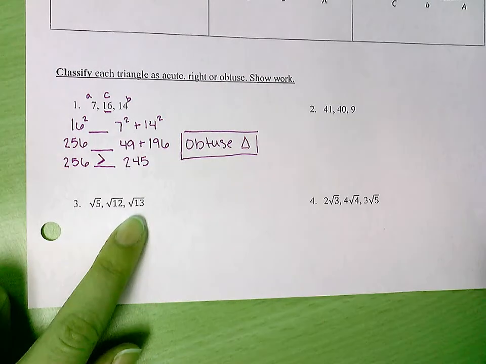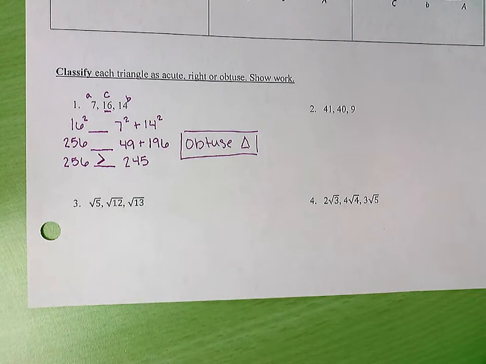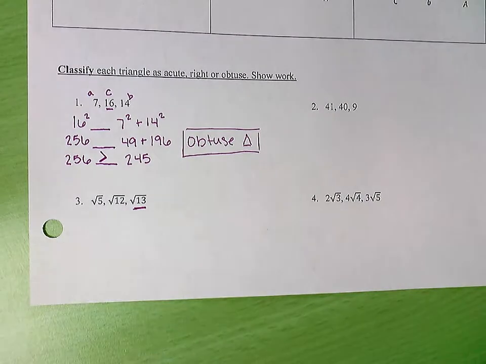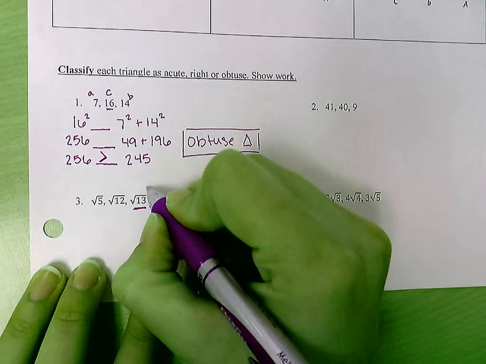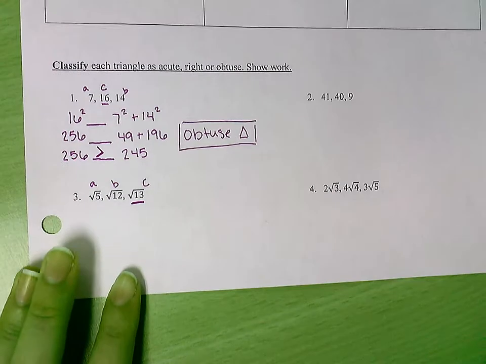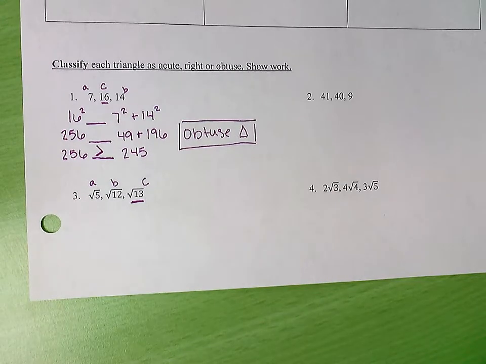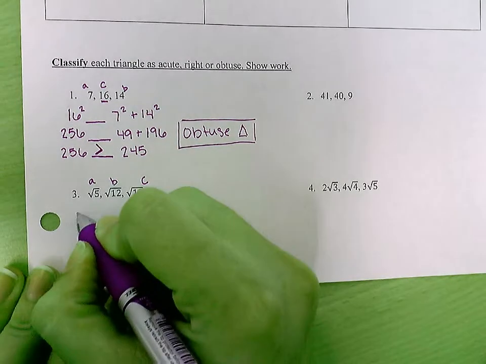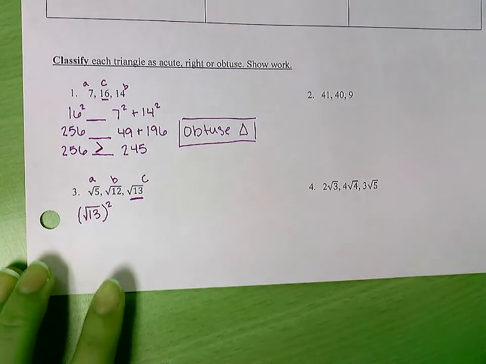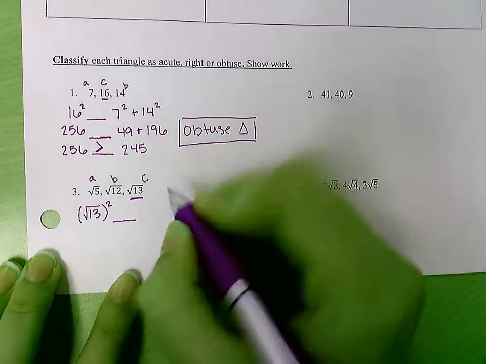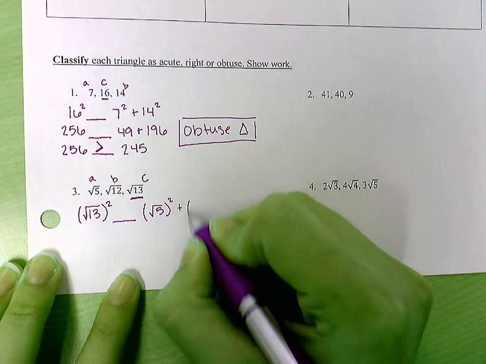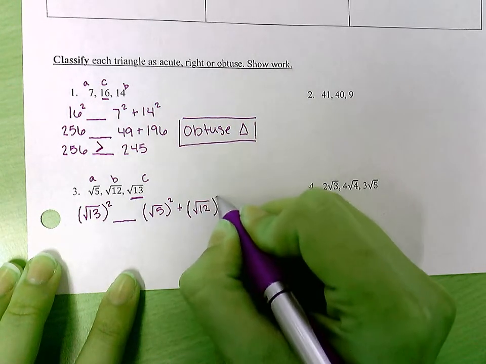Now, I don't want you to write the decimal approximation down when you do this process. Okay? So, square root of 13 is my greatest one. That's your C value. The other two will be A and B. And again, I want to set it up so my C squared is on the left-hand side. So I'm going to take the square root of 13 squared. Draw in my blank. Then I have the square root of 5 squared plus the square root of 12 squared.